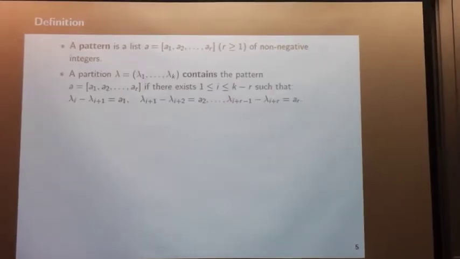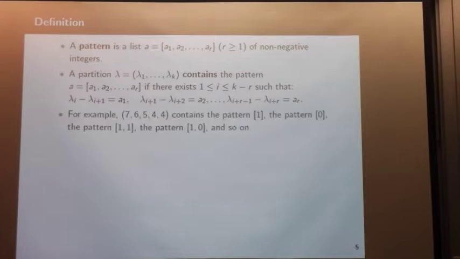A partition contains the pattern if there exist subpartitions such that the consecutive differences match the pattern. For example, 7, 6, 5, 4, 4 contains the pattern 1 and the pattern 0. It contains the pattern 1 because 7 minus 6 equals 1, 6 minus 5 equals 1, or 5 minus 4 equals 1. The pattern 0 because 4 minus 4 equals 0. Pattern 1, 1 corresponds to subpartition 7, 6, 5. The pattern 1, 0 corresponds to 5, 4, 4, and so on.